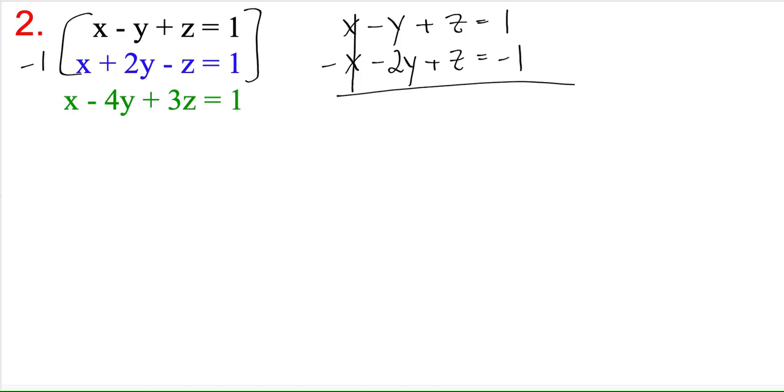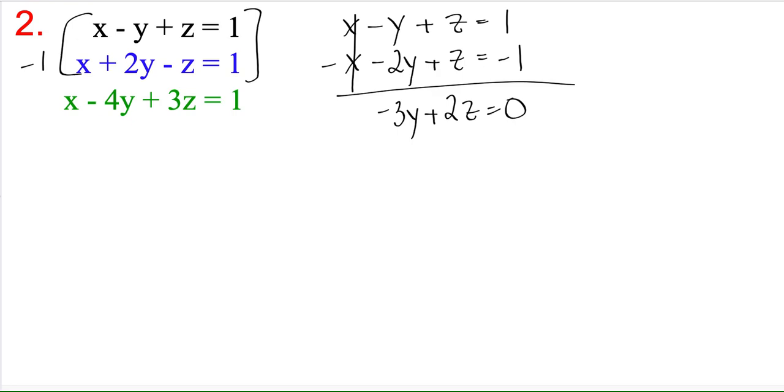Okay, so that'll cancel out. We get -3y plus 2z equals 0. And now, since we got a 0 there, that doesn't necessarily mean we're done, right? If not everything canceled out, then we've got to keep going. So that would be my first equation.